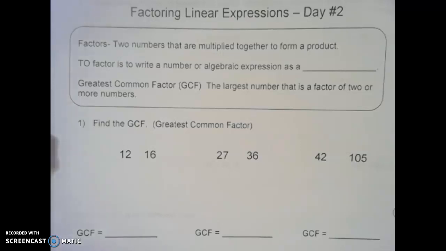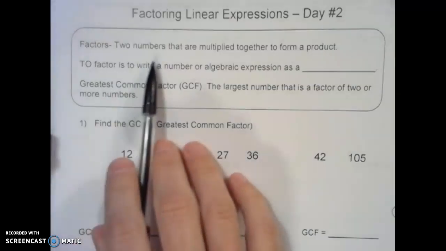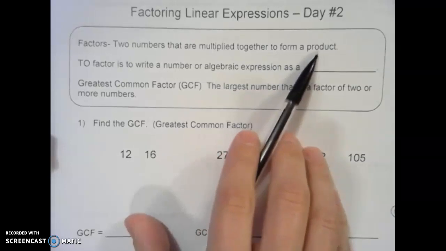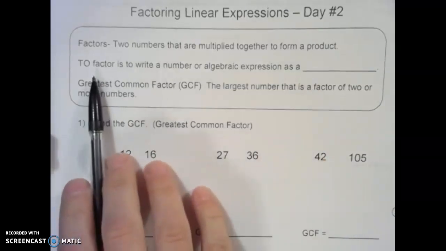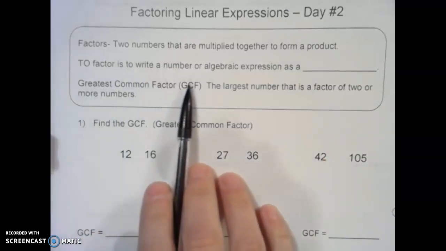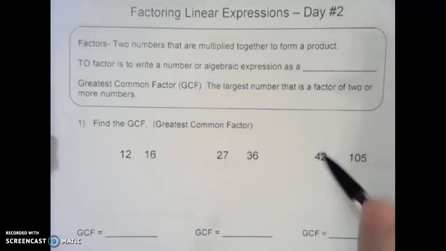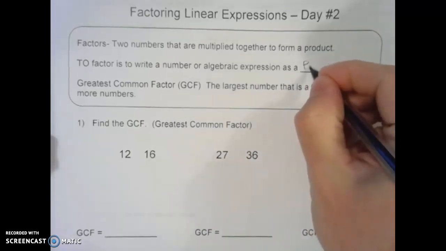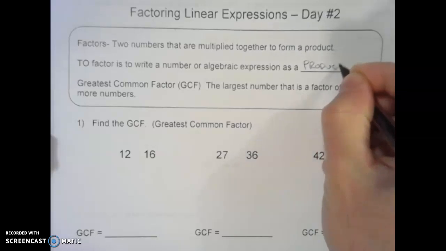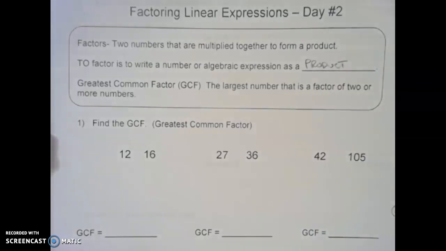In the lesson today, you're going to have more practice factoring linear expressions. We talked yesterday about factors. Factors are two numbers that are multiplied together to form a product. But if they want you to factor something, that means to write a number or an algebraic expression as a product. And that's what we practiced yesterday. It's going to be what we practice again here today. We're going to have some numbers and some linear expressions, and then we're going to rewrite them as a product.